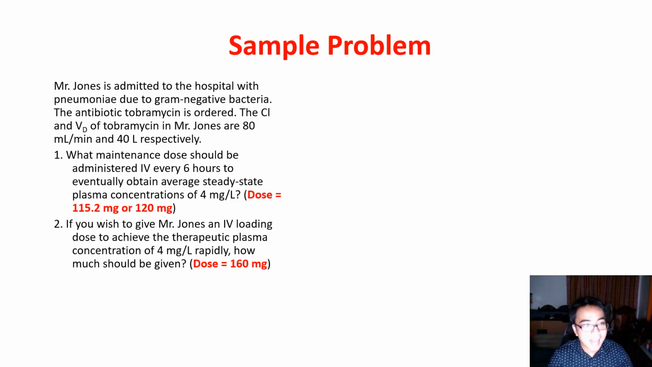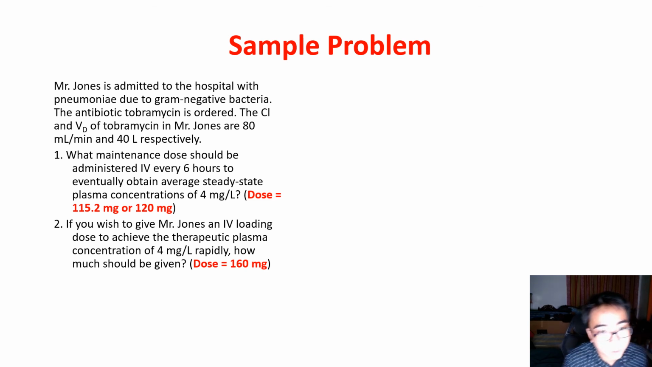So, let's have here, class, a sample problem. Mr. Jones is admitted to the hospital with pneumonia due to gram-negative bacteria. The antibiotic tobramycin is ordered. The clearance and VD of tobramycin in Mr. Jones is 80 ml per minute and 40 liters respectively. What maintenance dose should be administered IV every 6 hours to eventually obtain average steady-state plasma concentrations of 4 milligrams per liter?